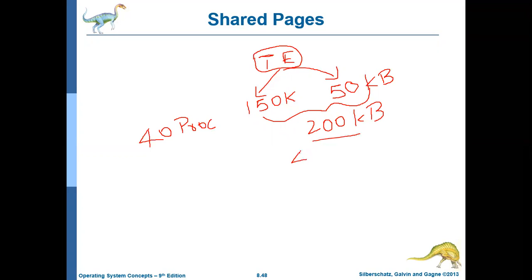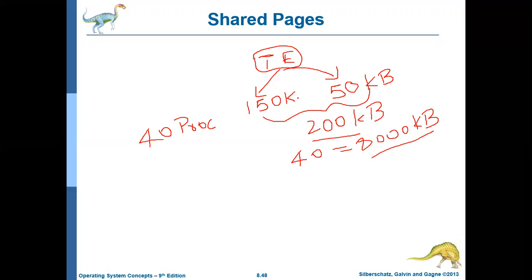So 40 processes need how much memory? It needs 8000 KB, which is around 8 MB. If a single instance of the text editor is given to each process, then we need 8000 KB. Is there any other way to reduce the memory? Yes, that can be done by using shared pages.